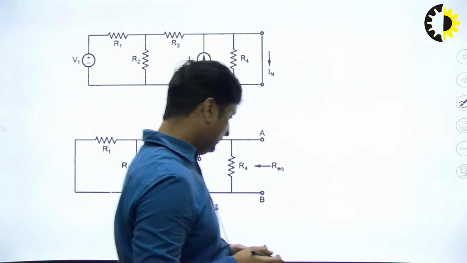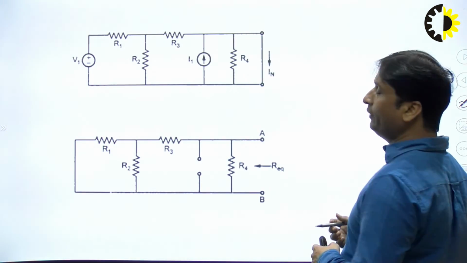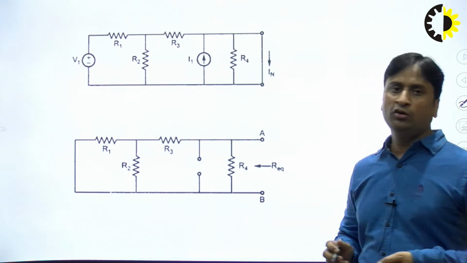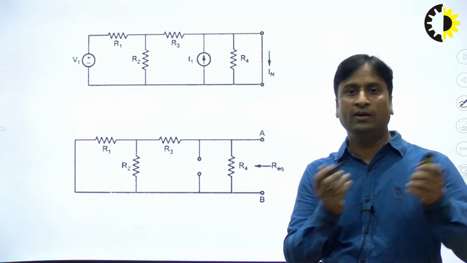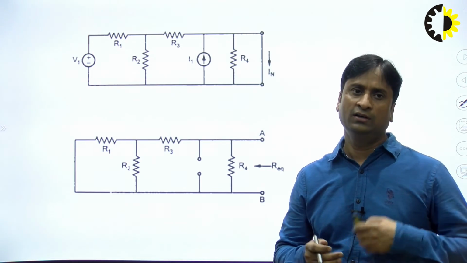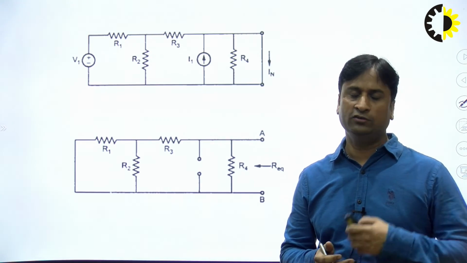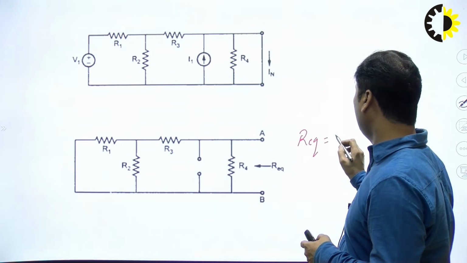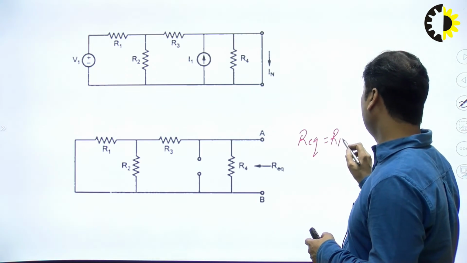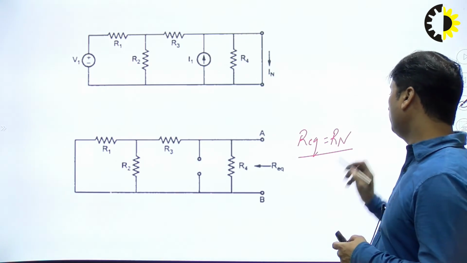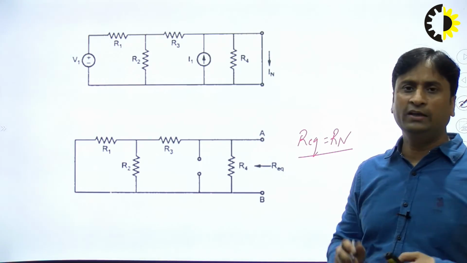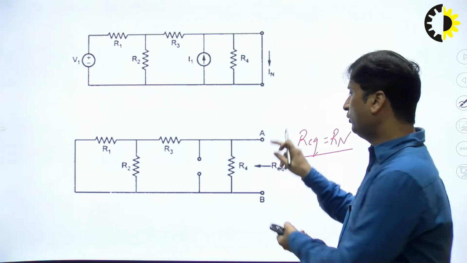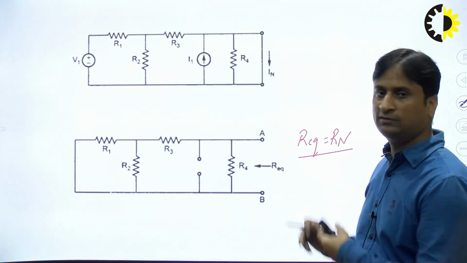Now let us see how we find the value of IN and how to find the value of RTH or R equivalent. The value of R equivalent, or Rn, is the same as what we have done in the case of Thevenin's theorem. R equivalent is also called Rn, the Norton equivalent, which is the same as the effective resistance viewed from points A and B, the terminals of interest.